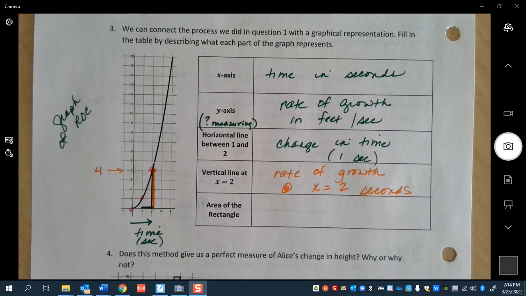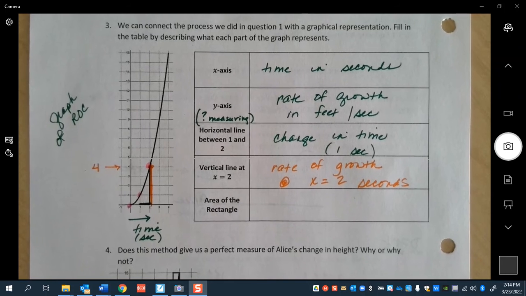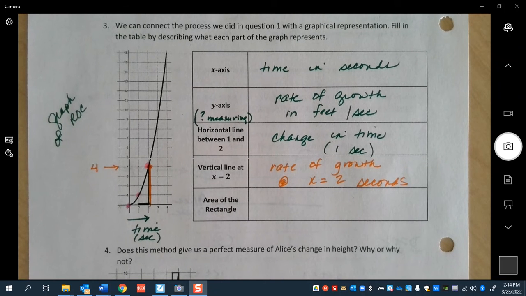So don't look at that as her being 4 feet tall. She's growing at a rate of 4 feet per second. She's not growing at all. She's growing at 1 foot per second, at 4 feet per second. At 3, isn't she growing at 9 feet per second? At 3.5, what was it, 12.25 feet per second? So this is the graph of our derivative. This is the graph of the rate of change. So here's an interesting conversation.